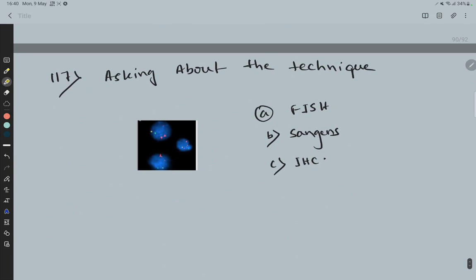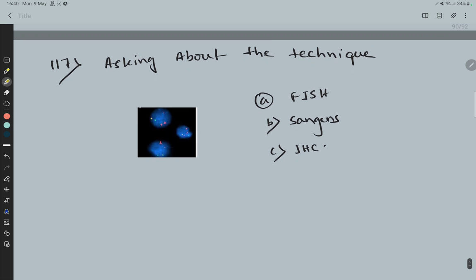Question number 117 asks about a technique. Options are FISH, Sanger's, and IHC, immunohistochemistry. So this is a technique of FISH.